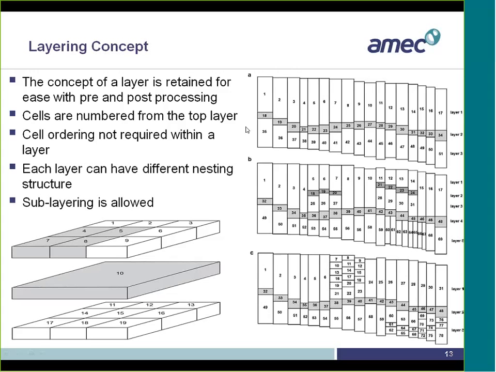Cells are numbered from top to bottom. Cell ordering, however, within a layer is not required. You can have any numbering within a layer. Each layer can have a different nesting structure, as you see over here, different nesting structure among different layers. And you can also have sub-layering. So within a layer, you can have sub-layers.